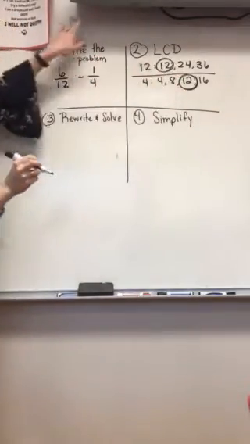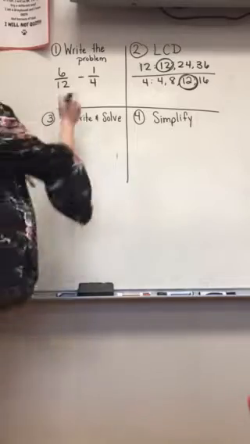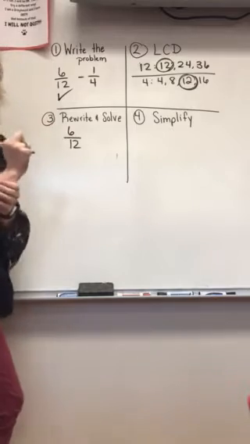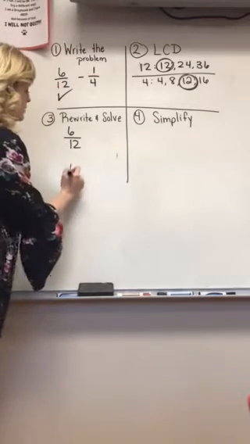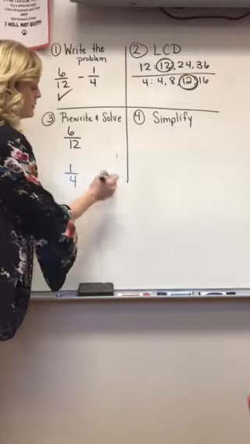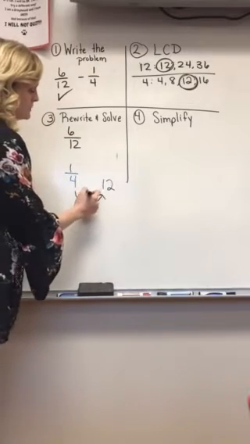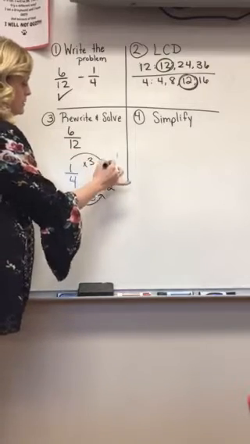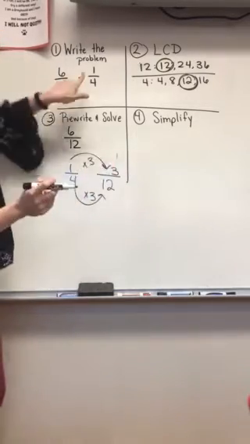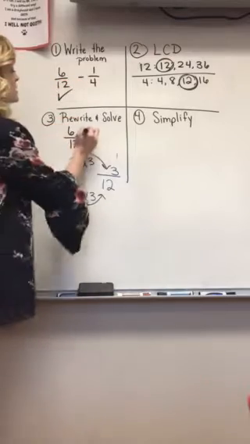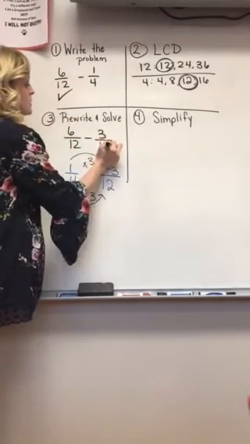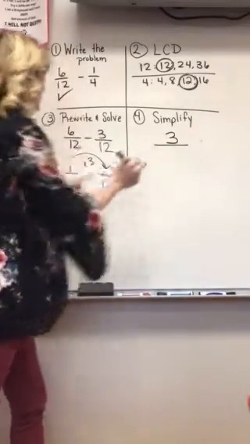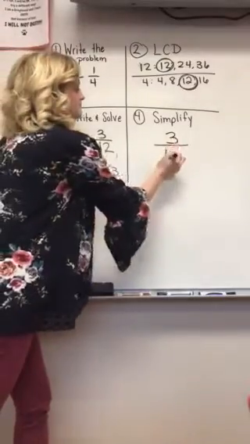So we're getting to 12ths over here. This one's already done for you. It's done. We don't have to touch it. 6/12, it's going to stay the same. But let's fix 1/4. 1/4 to a 12th. 4 times 3. Also have to do that to our numerator. Gives me 3/12. We are subtracting this time. So 6/12 minus 3/12. 6 minus 3 leaves me with 3. And denominators stay the same.